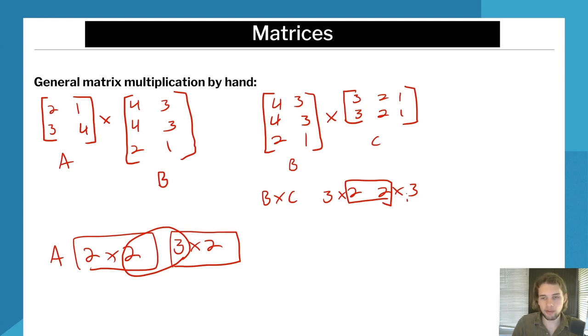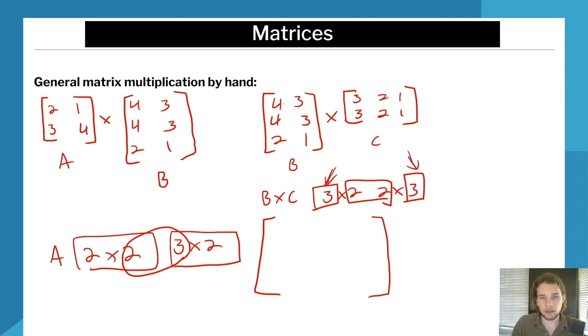Now, what are these outer numbers? These outer numbers describe the dimensions of the matrix that we get from multiplying B and C. So we actually need to make a 3 by 3 matrix for this multiplication. That's because we have 3 on the outside and 3 on the outside there. And this is rows and this is columns.